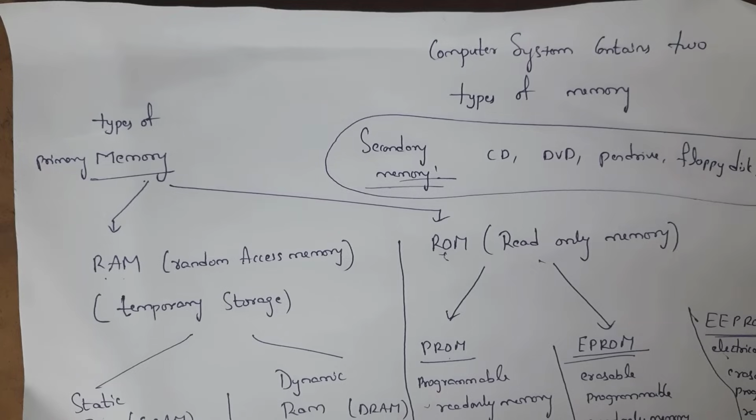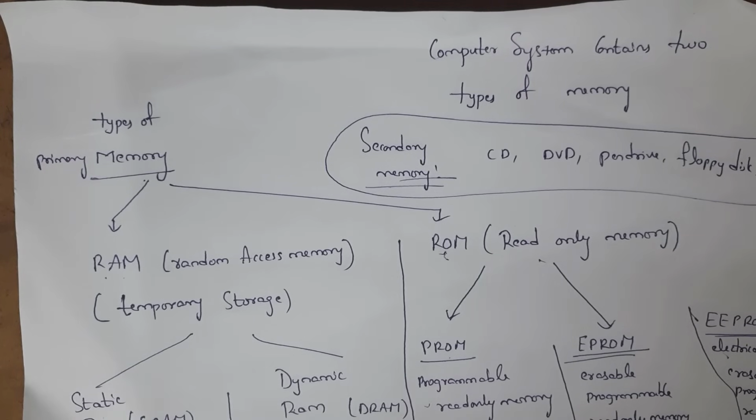Next I will explain types of memory. Memory is very important for each and every system, because if we don't have memory in our system, then we cannot perform even a single task in our system. So memory is very essential for each and every system. A computer system contains two types of memory. One is primary memory and the next one is secondary memory.